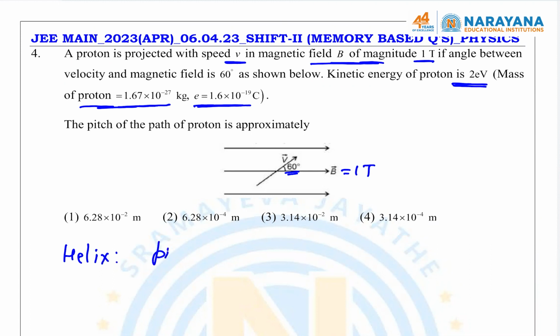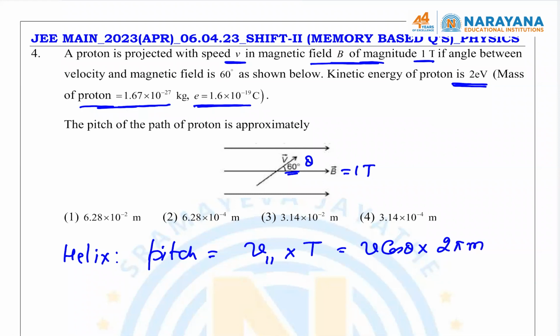And the pitch of the helix is the component of velocity parallel to magnetic field into the time period of circular motion, which is V cos theta. I'm taking this angle as theta into time period of circular motion in a magnetic field is 2 pi m over qB. So this is what we need to find out.